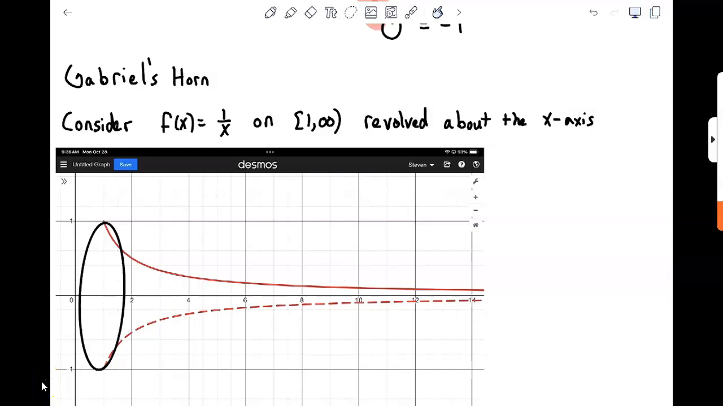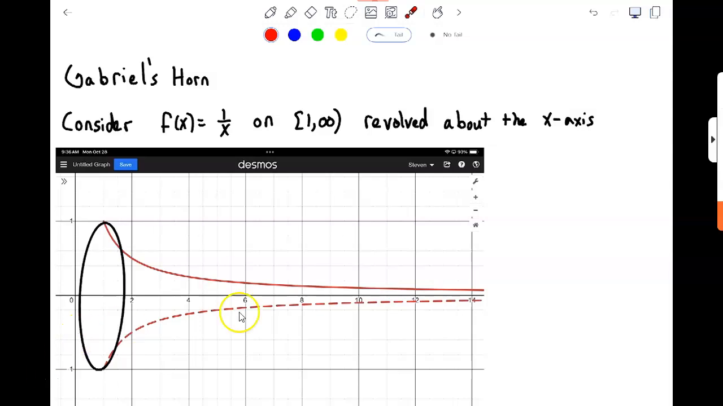Alright, welcome back. So in this video we're going to talk about an interesting phenomenon. This shape is actually referred to as Gabriel's horn, or other people call it Torricelli's trumpet. The basic idea is we take the graph of y equals 1 over x. We look at it in the interval from 1 to infinity. And we take that graph and revolve it about the x-axis to generate this infinite solid.